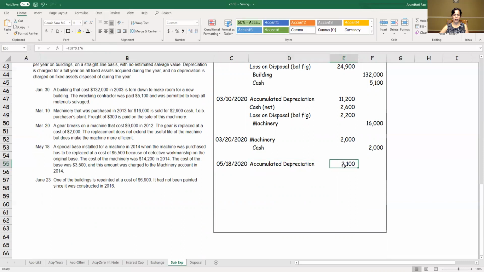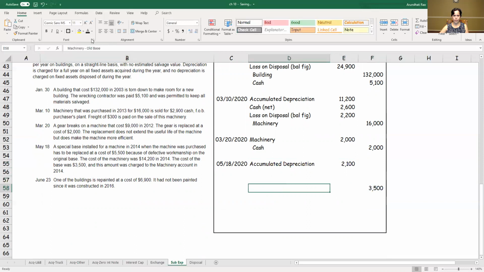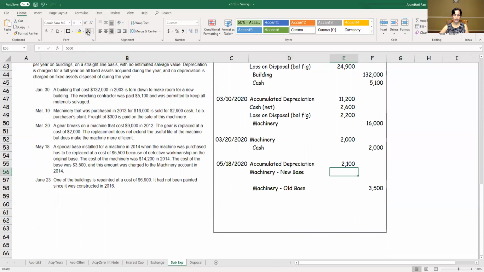And that would be on this number. So we are calculating the accumulated depreciation just on the base, the base that was installed, okay? And we are taking that off our books. Now I have paid $5,500, so the new base is $5,500.